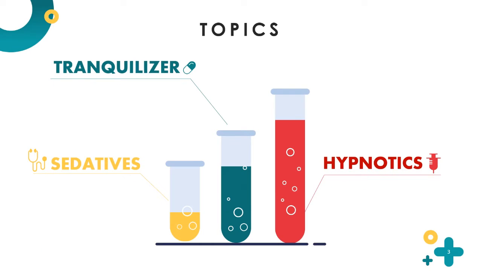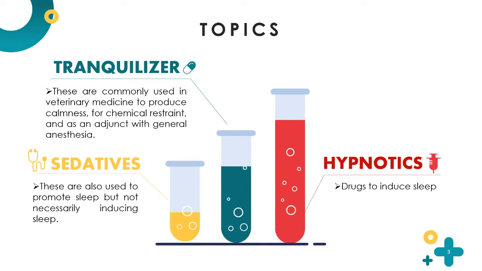Sedatives and tranquilizers are commonly used in veterinary medicine to produce calmness, for chemical restraint, and as an adjunct with general anesthesia. Drugs that produce sedation often have different mechanisms of action, pharmacodynamic effects, analgesic properties, reversibility, and physiological effects. It is therefore important to understand the different classes of sedative available to be able to predict wanted effects and potential side effects.